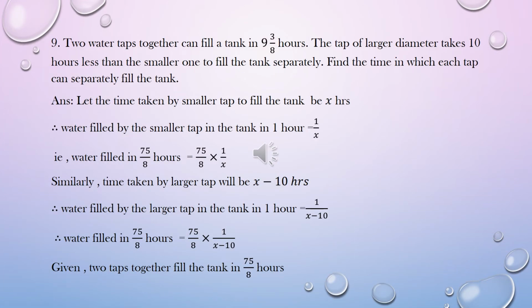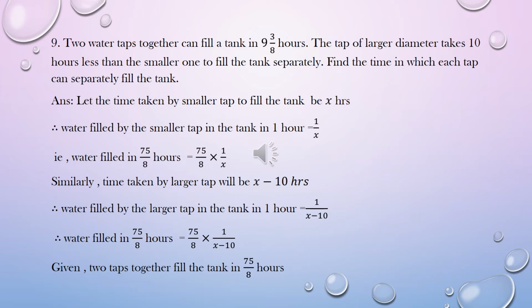Two water taps together can fill a tank in 9 3/8 hours. A tap of larger diameter takes 10 hours less than the smaller one to fill the tank separately. Find the time in which each tap can separately fill the tank. As the question is to find the time where each tap can separately fill the tank, let us assume time taken by the smaller tap to fill the tank is x hours.